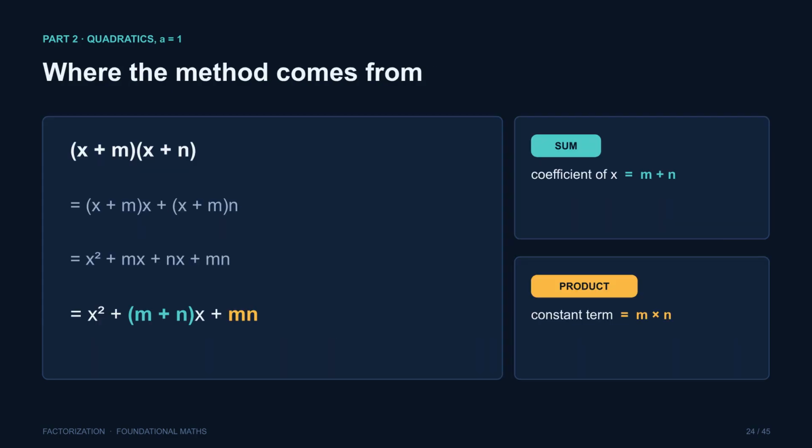When we expand x plus m times x plus n, a specific pattern appears. The coefficient of x is the sum, m plus n, and the constant is the product, m times n.